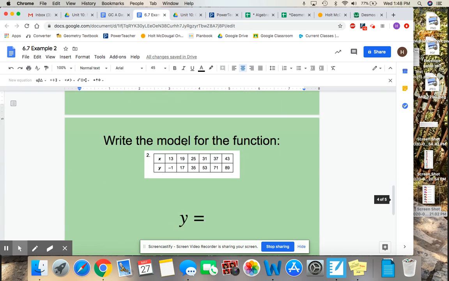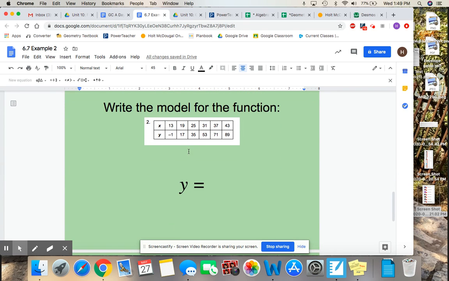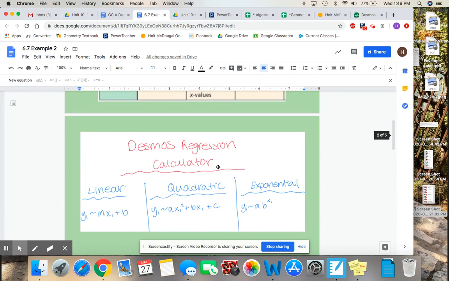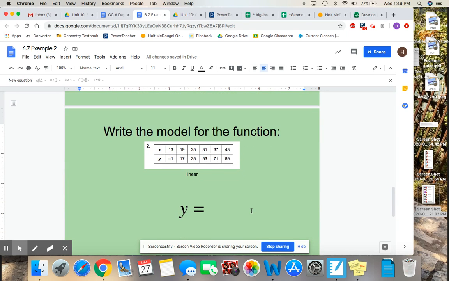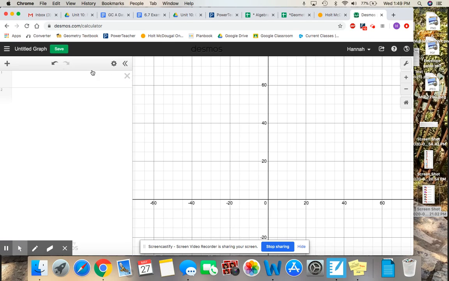So we're going to do this again. So our second function, if you'll remember from the previous video, this was linear. So since it's linear, I'm going to use y1, squiggly line, m x1 plus b. All right, so first thing we need to do is type in that data. So we're going to go back to Desmos. I'm going to clear out the previous stuff and then add in a new table.